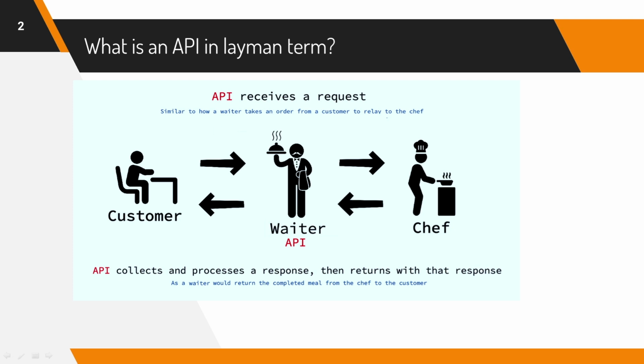When you place your order, the waiter takes note of your request and communicates it to the chef in the kitchen. The chef prepares your food and gives it to the waiter to bring back to you. The waiter acts as a bridge between you and the chef, enabling you to get what you need without having to interact directly with the chef. Here, the waiter acts as an API, which receives the request from the customer, collects the food from the chef by giving the order, and responds back to the customer with a response.